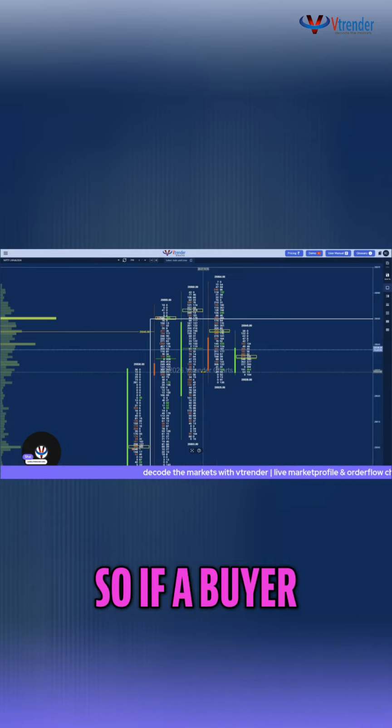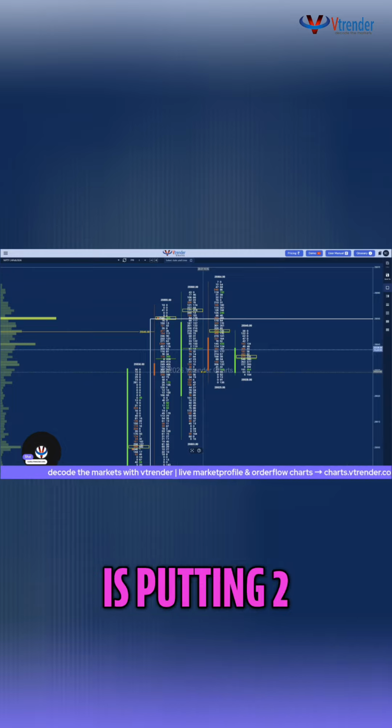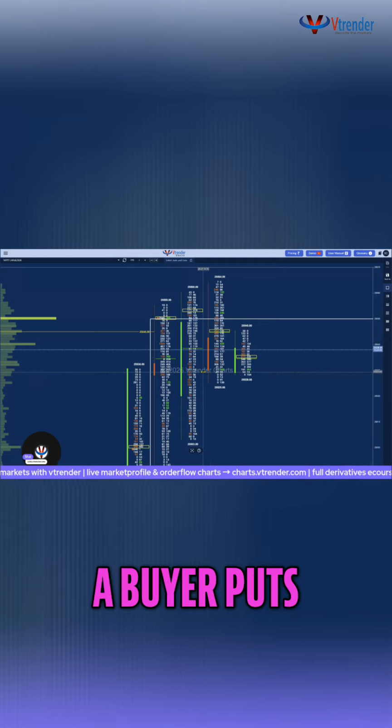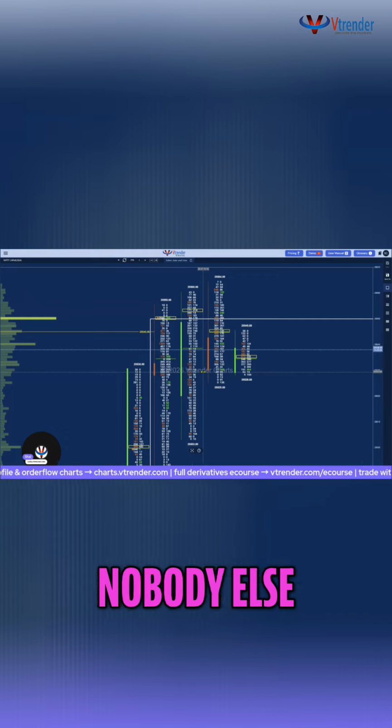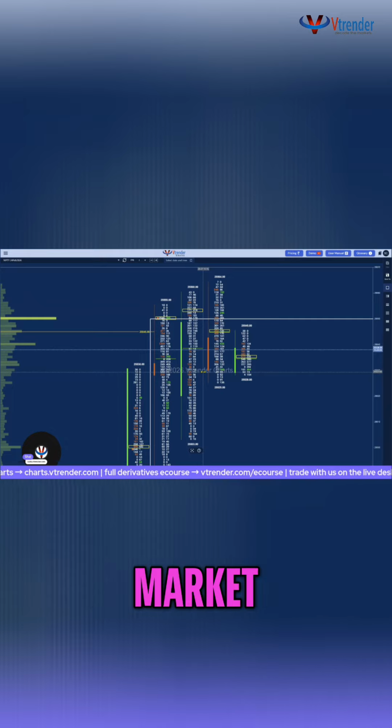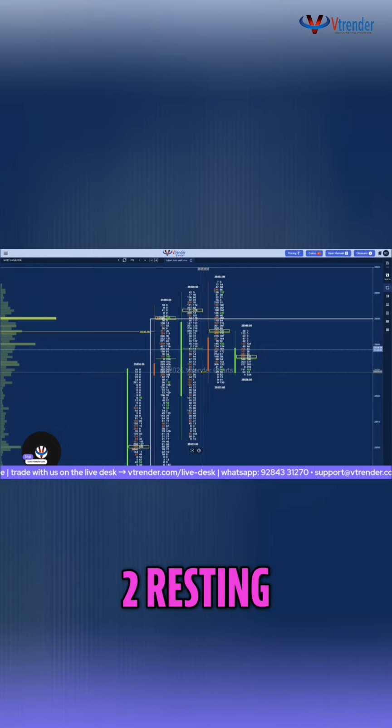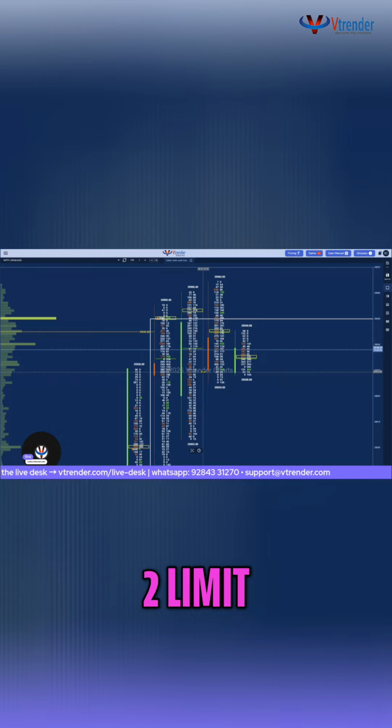So if a buyer and a seller are putting two limit orders in the market, a buyer puts a limit order, a seller puts a limit order in the market, and there's nobody else, there's no third person in the market, price cannot move, price will not move. There is no condition for price to move simply because there are two resting orders or two limit orders in the market.